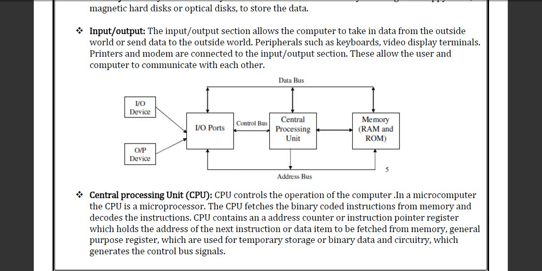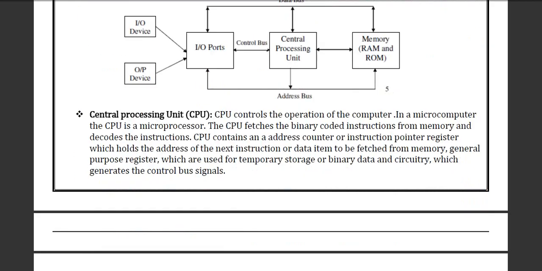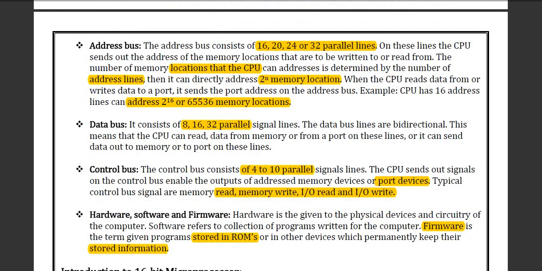Then the data bus is bidirectional, which is connected with the input output port, the CPU, which is the central processing unit, and the memory section, which has the RAM and the ROM. Here the address bus is unidirectional. That's the reason those arrows are in one direction. Here we have the most important thing, which is the address bus.